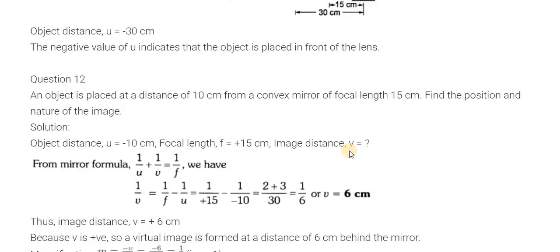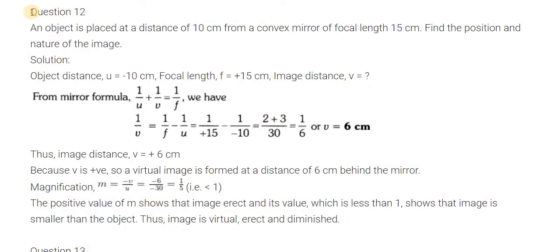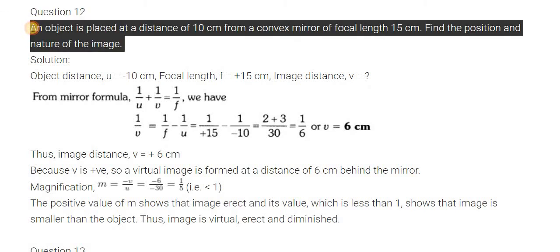Now let's move further. Question number 12. An object is placed at a distance of 10 centimeter, where the object is kept at 10 centimeter, means u is equal to minus 10 centimeter. Now the lens is given, it's a convex mirror. Not a lens, a mirror is given, convex mirror. And the focal length is given, it's 15 centimeter. So find the position and the nature of the image.